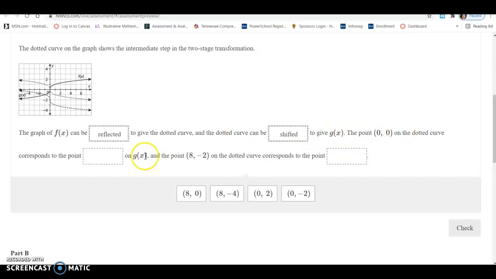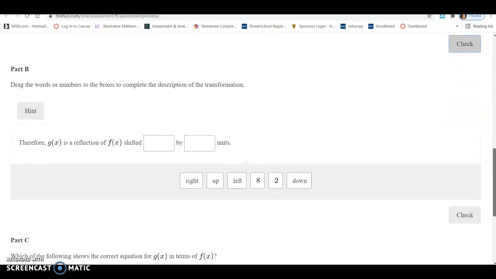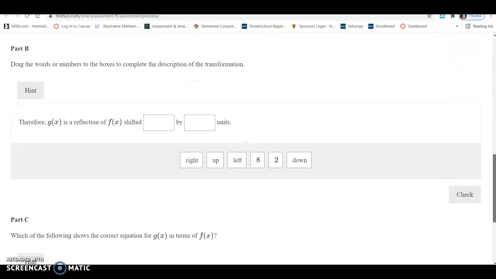The point 0, 0 on the dotted curve corresponds to the point. All right, so 0, 0 goes to 0, negative 2. And the point 8, negative 2, let's see, where's 8, negative 2? 8, negative 2 is here, and it's going to go to 8, negative 4. So basically it's just trying to walk you through it step by step. Therefore, g of x is a reflection of f of x, shifted.